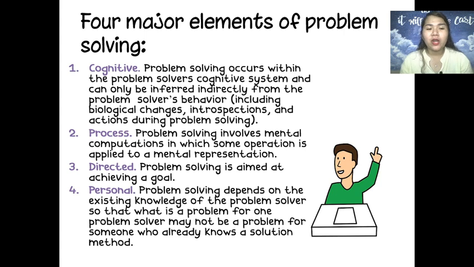Now, when we say cognitive, problem solving occurs within the problem solver's cognitive system and can only be inferred indirectly from the problem solver's behavior. Okay? So, more likely, isa sa mga elements na ginagamit natin in problem solving, of course, is our brain. Sabi nga natin, we need to develop our analytical skills, critical thinking skills, problem solving skills, which is more likely sa ating mind or sa ating brain or sa ating cognitive.